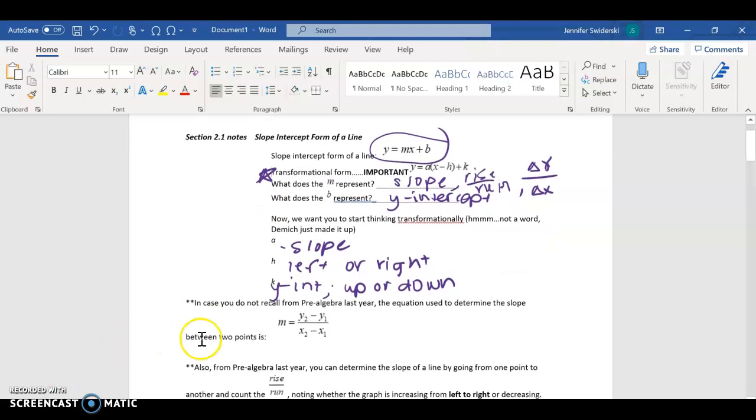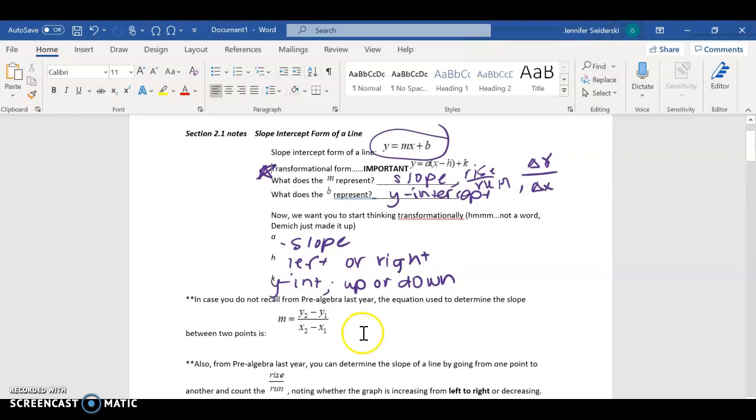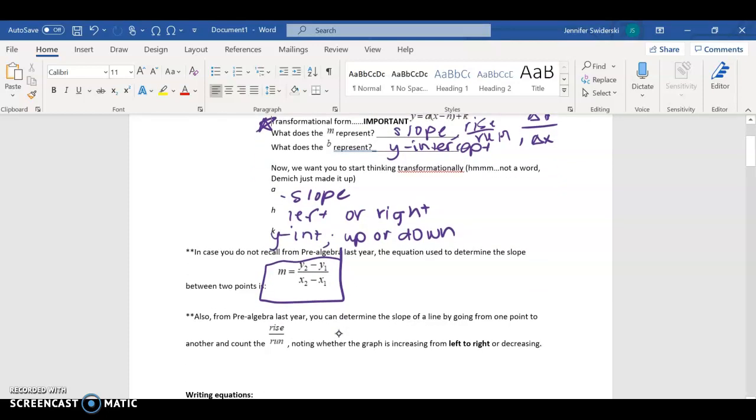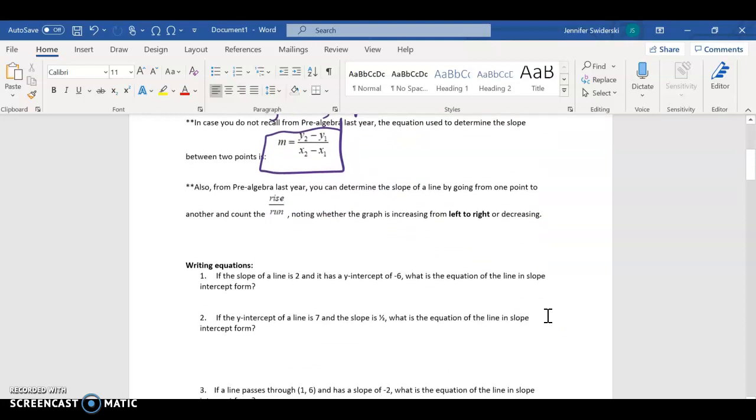In case you don't recall from pre-algebra last year, the equation used to determine the slope between 2 points is the change in y over the change in x. This you need to have memorized: y sub 2 minus y sub 1 over x sub 2 minus x sub 1. Also from pre-algebra, you can determine the slope of a line by going from one point to another and counting the rise over the run, noting whether the graph is increasing from left to right or decreasing. Okay, so here they say if the slope of a line is 2 and it has a y-intercept of -6, what is the line in slope-intercept form?